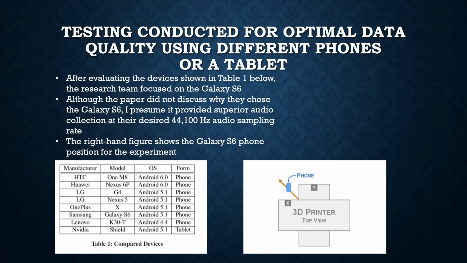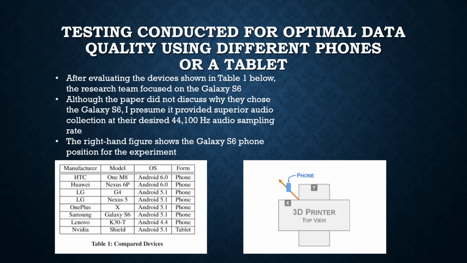So let's go ahead and look at this a little bit more abstractly too. The testing that was also conducted, they wanted to find the most optimal data quality using different phones or even considering a tablet. And it was really interesting because after they evaluated devices that I showed, I actually grabbed this from the paper below this table. They compared a lot of different cell phone types.